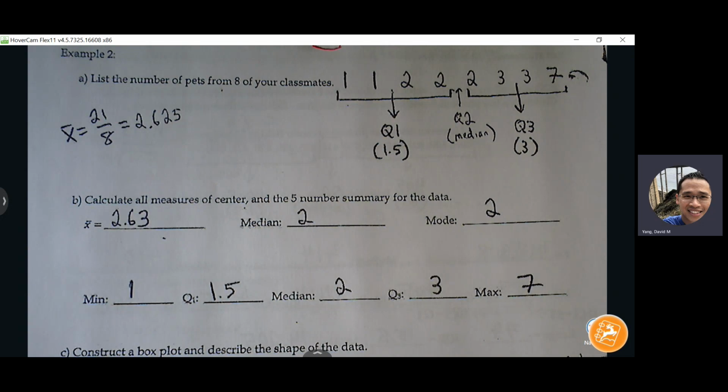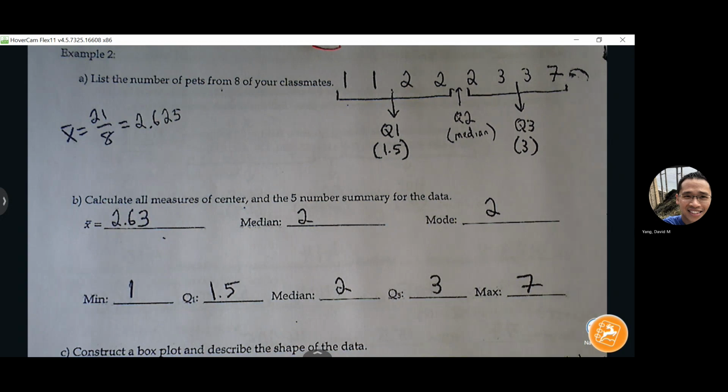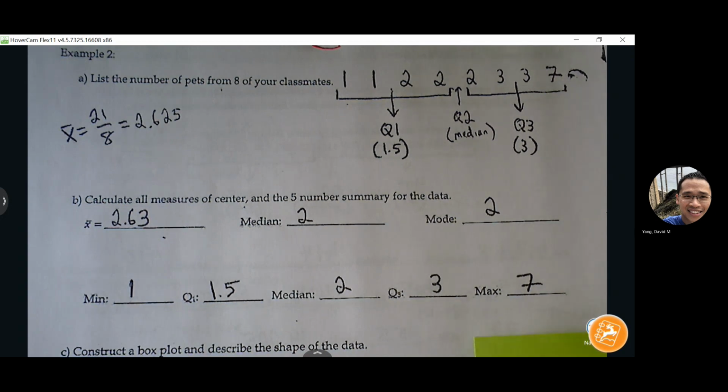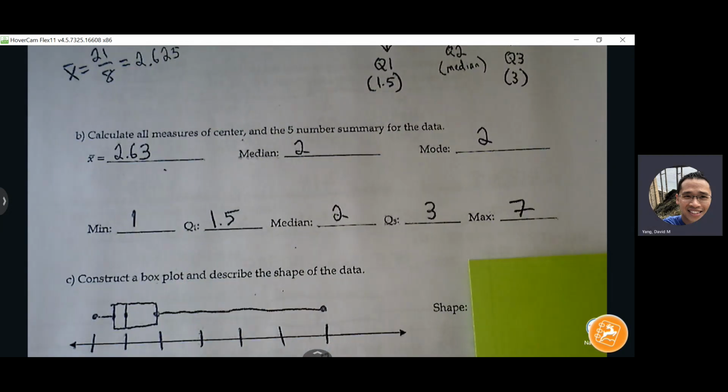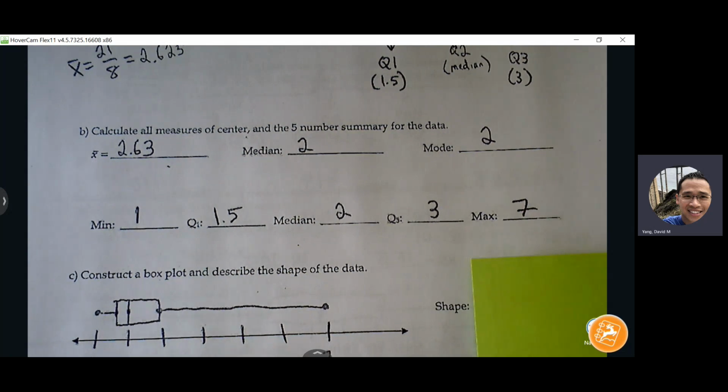Because there's two middle numbers, we find the average of 1 and 2, which is 1.5. We find the same numbers here, so it'll remain 3. And then you can also create your 5-number summary. Okay, construct our box and whisker plot.